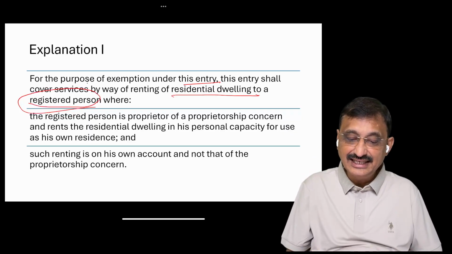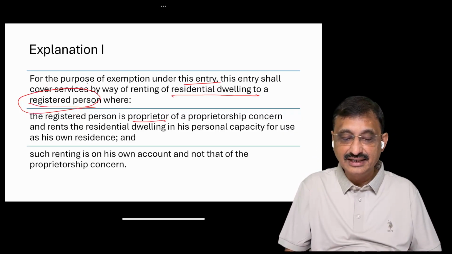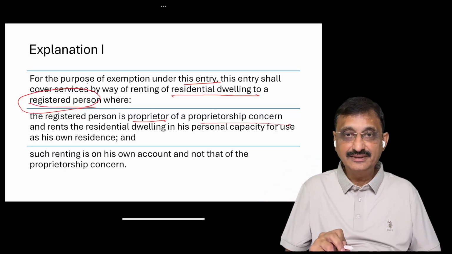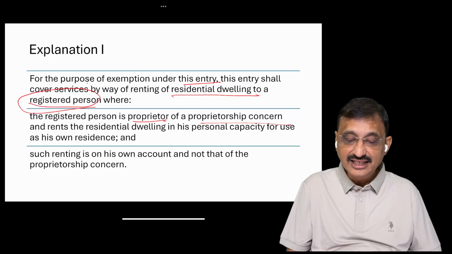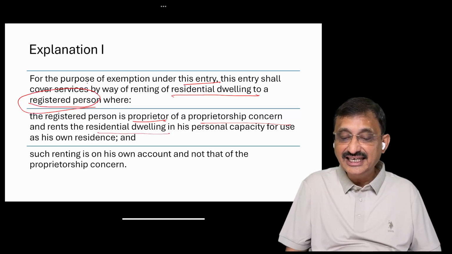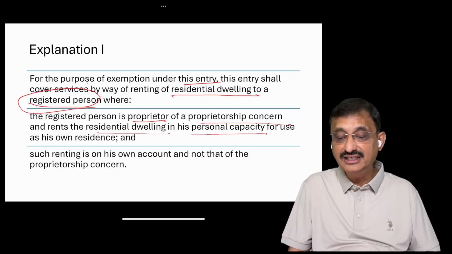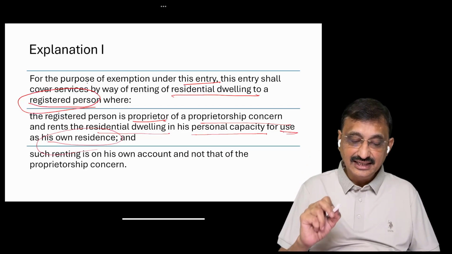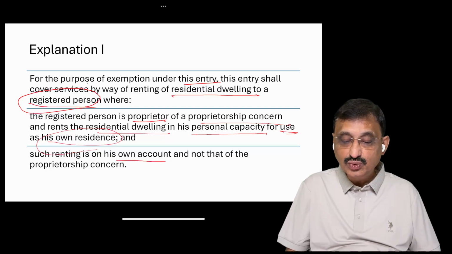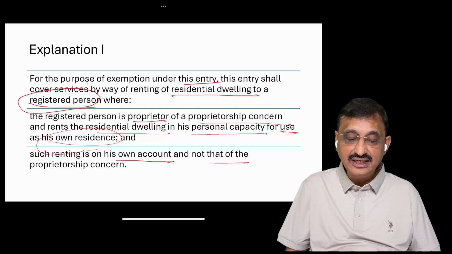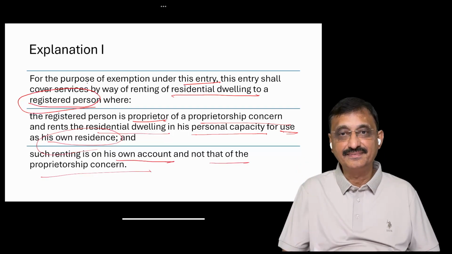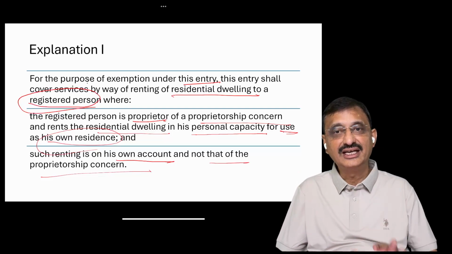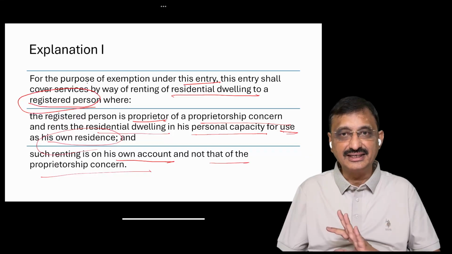The tenant is a proprietor and his proprietary concern is a registered person, and the residential dwelling is taken in his personal capacity for use as his own residence, and such renting is on his own account and not that of the proprietary concern. Now, if this condition is satisfied, then the rent is exempted.